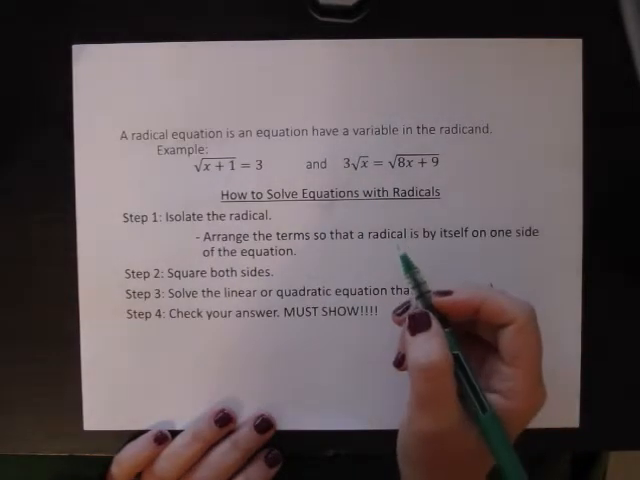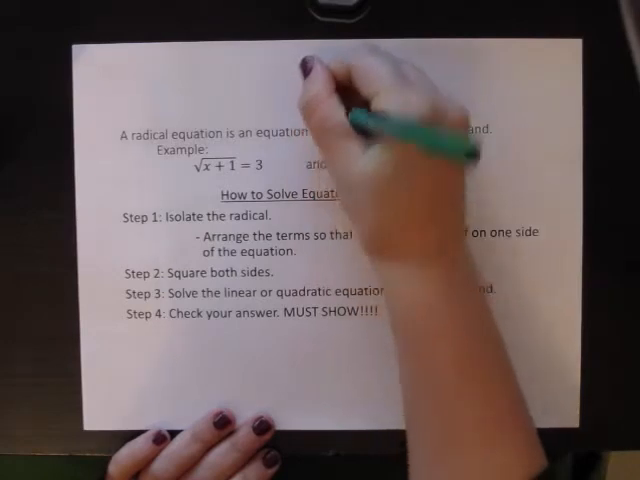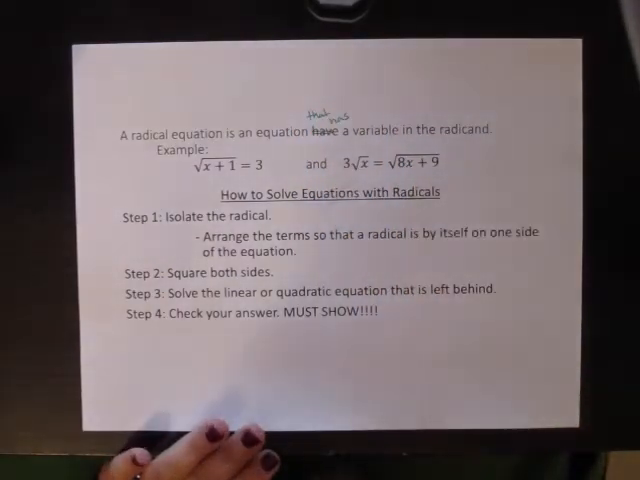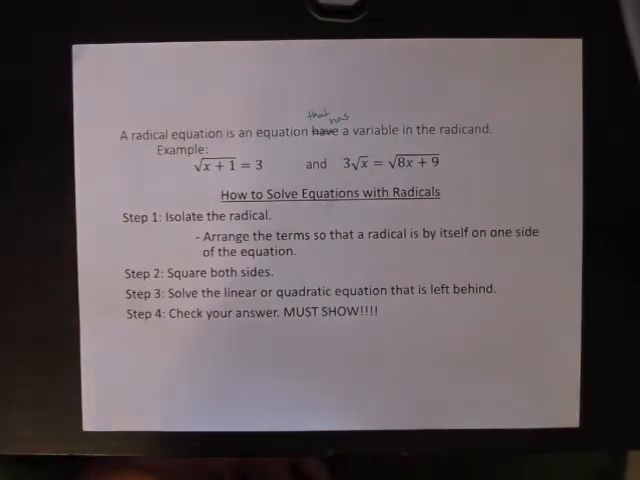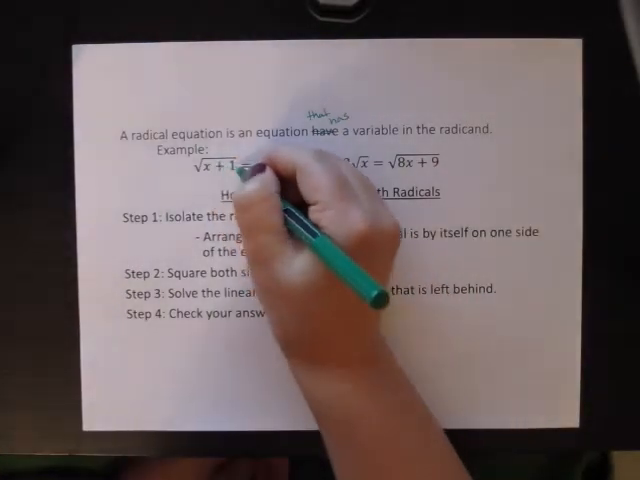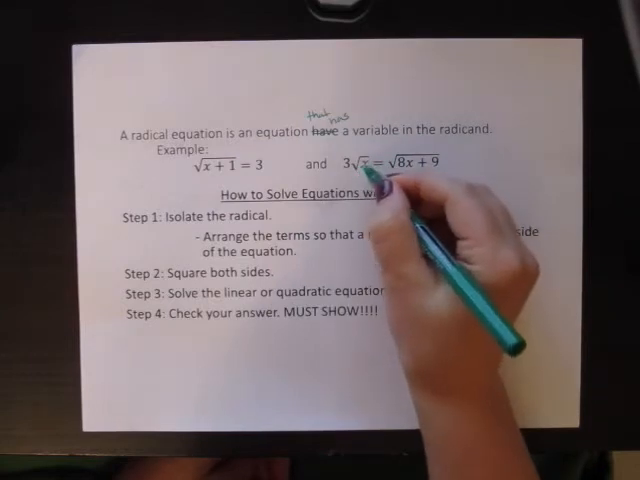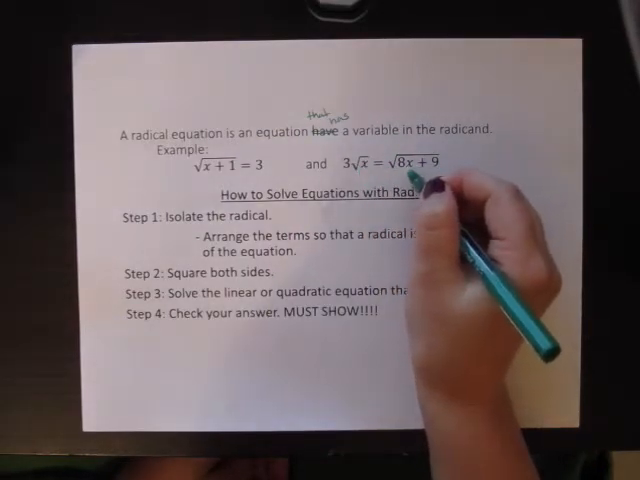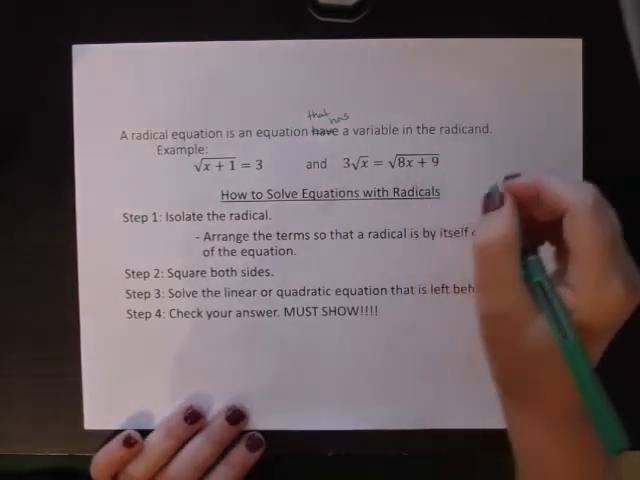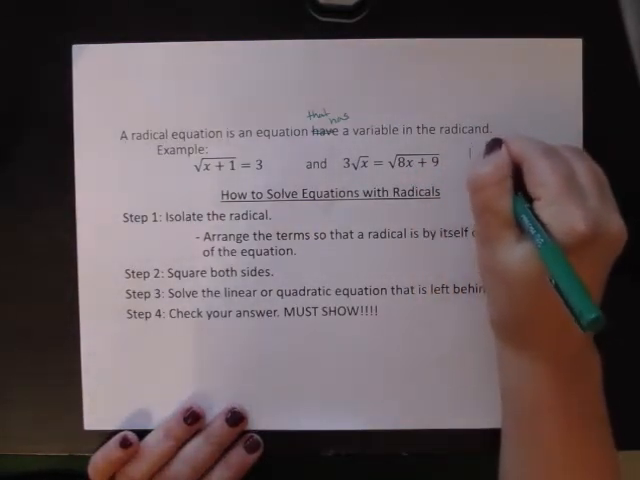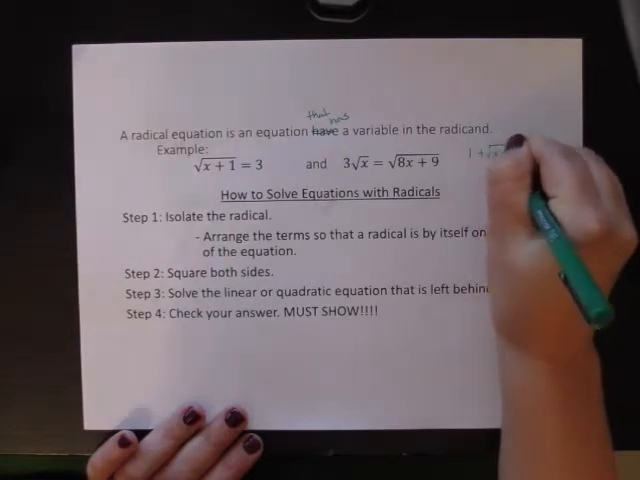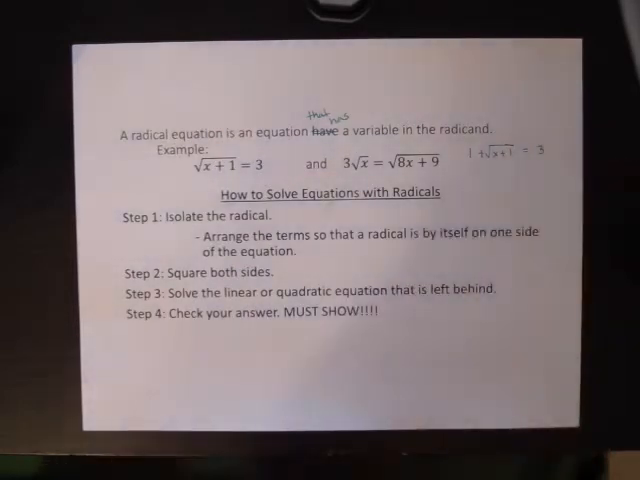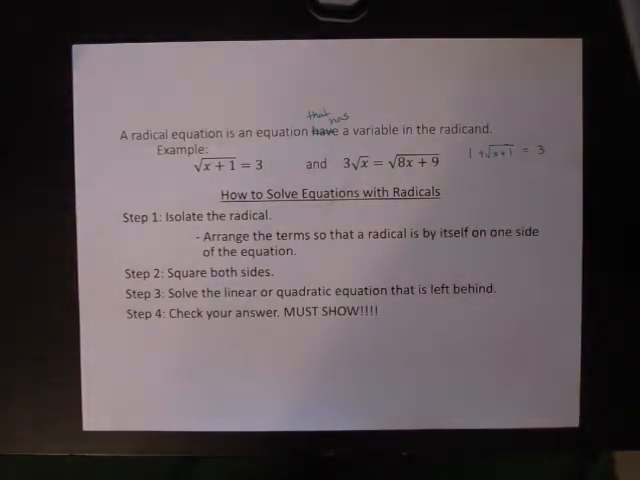A radical equation is an equation that has a variable in the radicand. An example of this is the square root of x plus 1 equals 3, or 3 square root x equals the square root of 8x plus 9. Another example could be 1 plus the square root of x plus 1 equals 3. So this is another example where you have a radical equation.